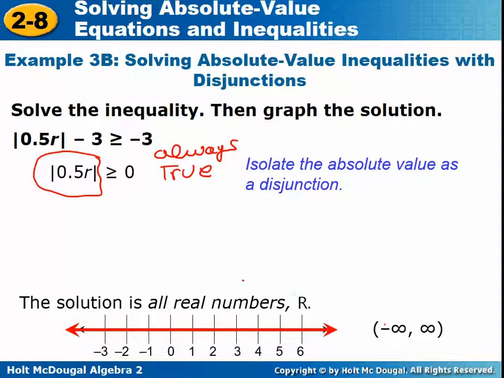You can right now say all real numbers, and that's what you would write. You don't really have to graph all real numbers, but if you did, it would just be the whole number line filled in. So stop, look, and think once you write your absolute value inequality.